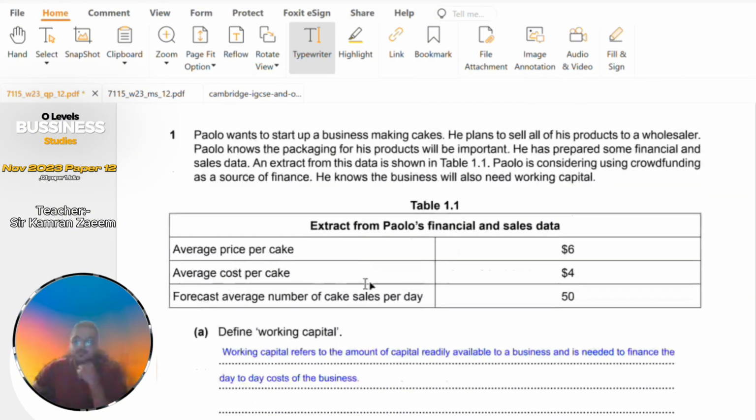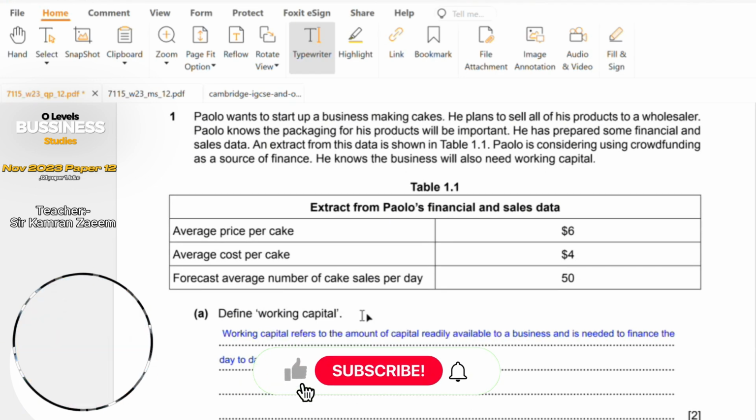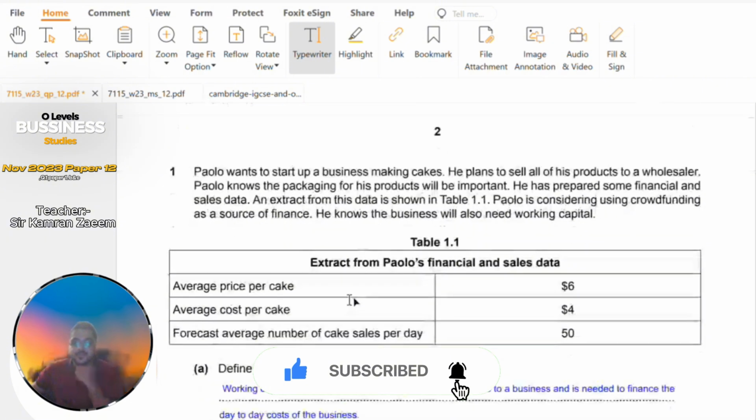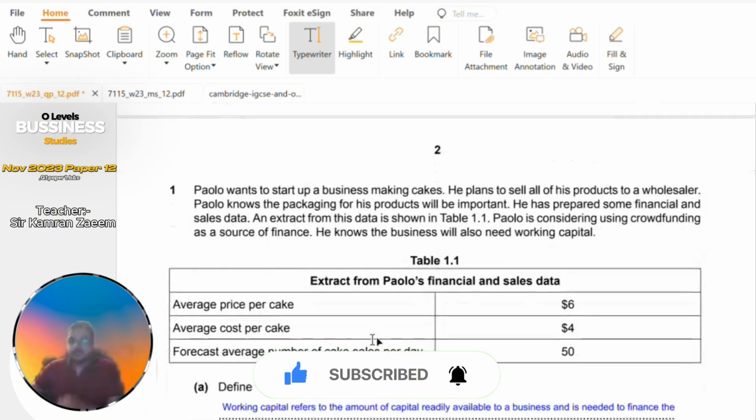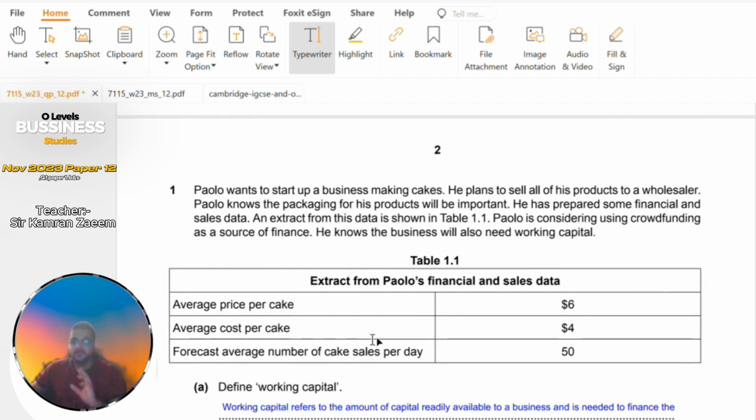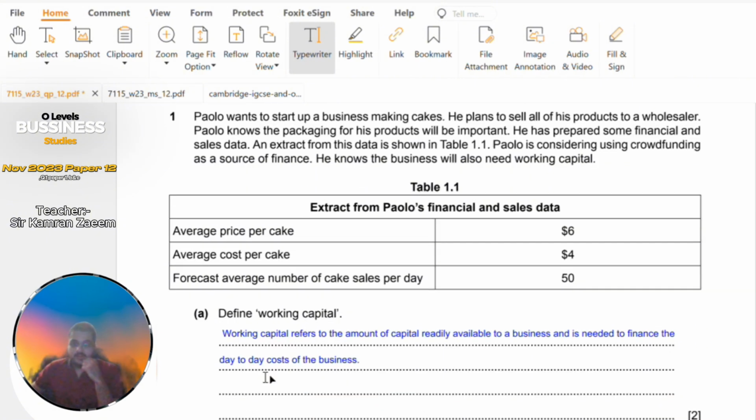Alright, so question number 1, the first part. Define working capital for 2 marks. So usually for a 2 marks question, you're given 4 lines, and what you need to do is, if it's a define question, you write the full definition, the full definition that you have studied to get the full 2 marks. So in this case, working capital refers to the amount of capital that is readily available to a business and is needed to finance the day-to-day costs of the business.